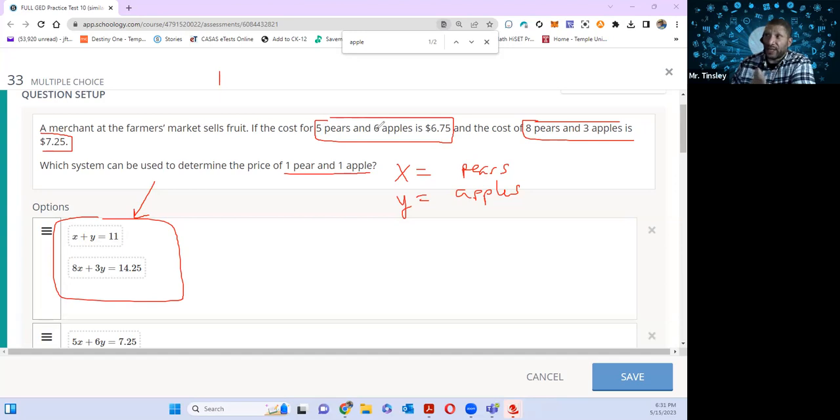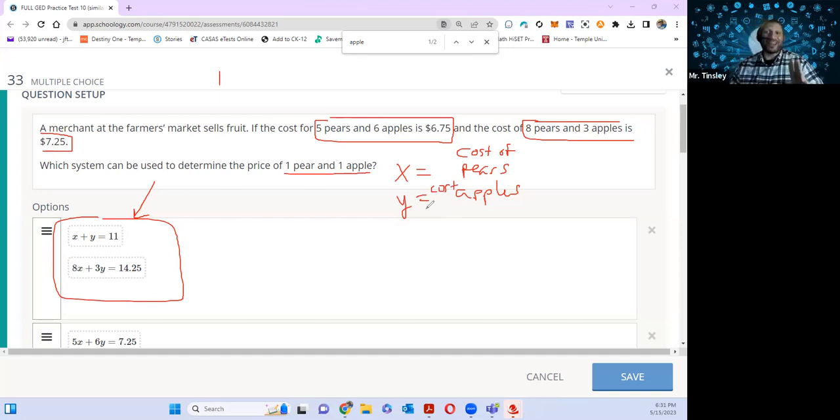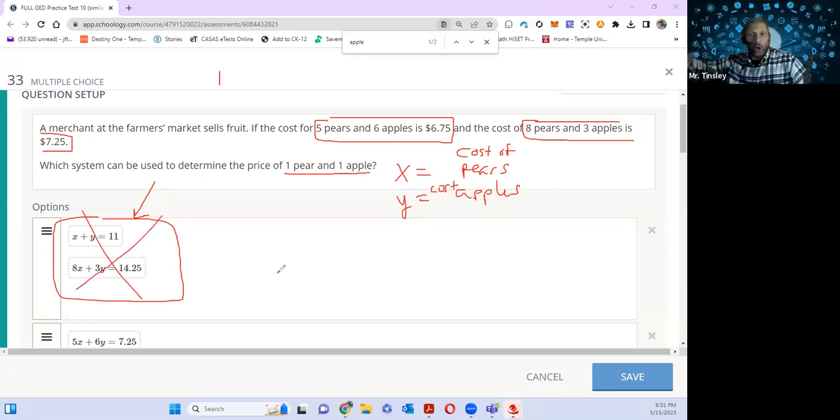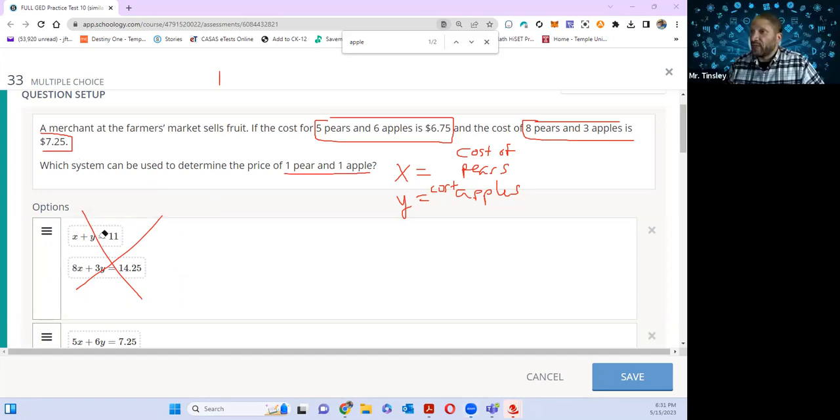you got 5 pears, 6 apples, that's 11 fruit. You got 8 pears and 3 apples. But X can't be the number of pears. X has to be the cost of each pear, and Y is the cost of each apple, not the number of apples. So now we know this can't be A, because we can't have the cost of an apple and a pear equal $11. That doesn't make sense. So now we know it's not A. Okay, now let's move down to B.